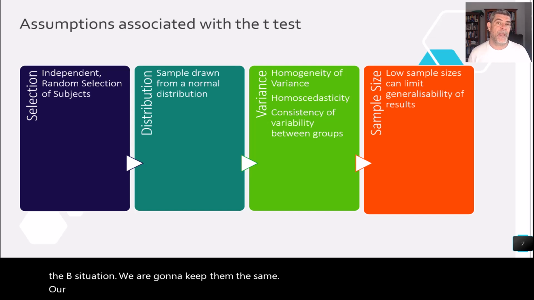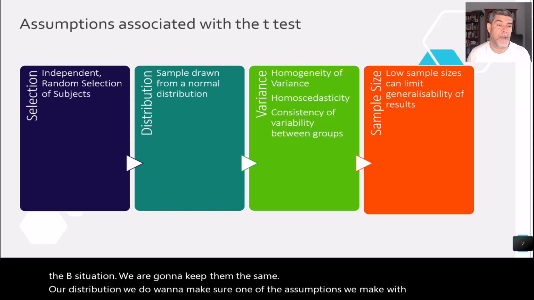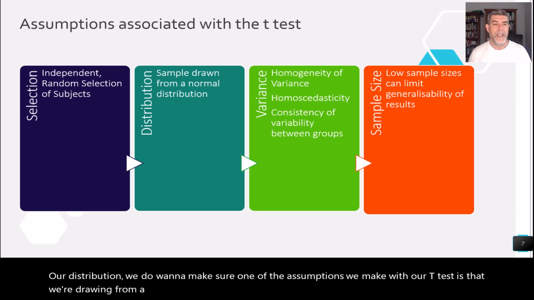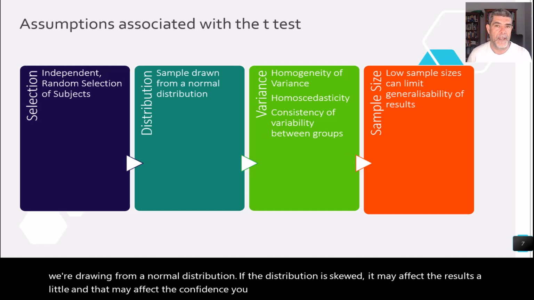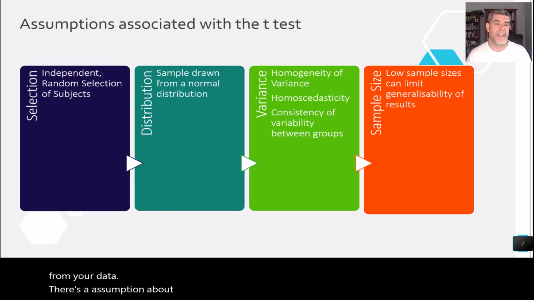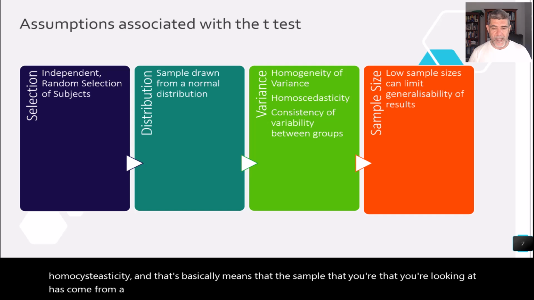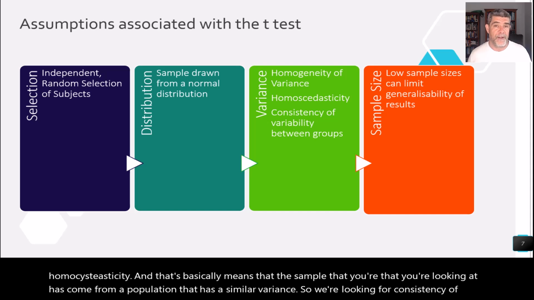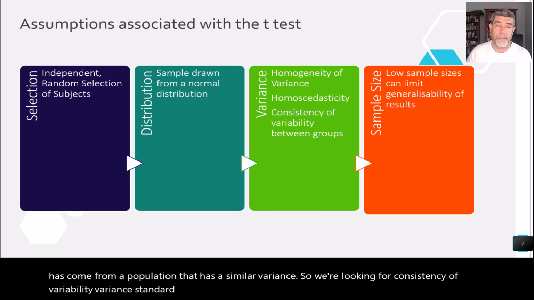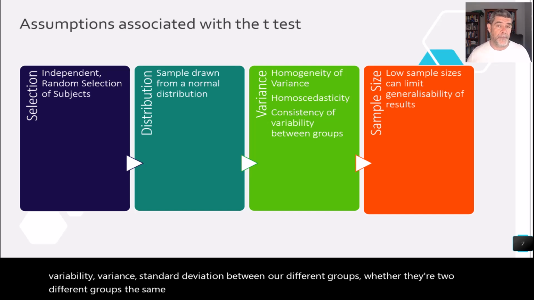One of the assumptions we make with our t-test is that we're drawing from a normal distribution. If the distribution is skewed, it may affect the results a little, and that may affect the confidence you have in the conclusions that you draw from your data. There's an assumption about variance too, that there is a homogeneity of variance, or homoscedasticity, and that basically means that the sample that you're looking at has come from a population that has a similar variance. So we're looking for consistency of variability, variance, standard deviation between our different groups, whether they're 2 different groups, the same group at 2 different points in time, or a subsample of a wider population.